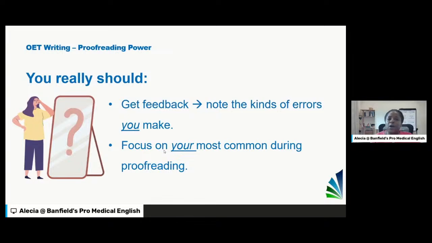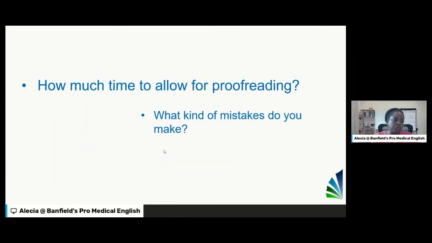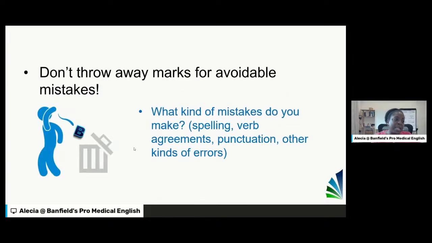make. And in your practice, when you're analyzing yourself, focus on your most common errors, the errors that come up most often, and focus on those when you are proofreading in that 3-4 minutes of proofreading time. So the question is, how much time? Well, I said 3-4 minutes. Some people only need 2, but it depends on the kind of mistakes you make.